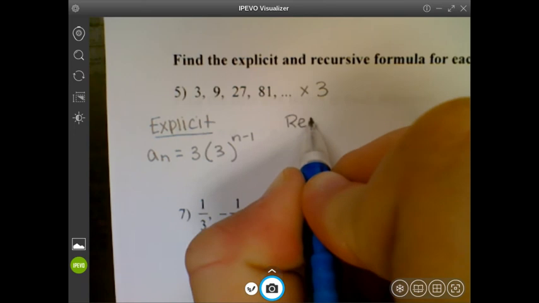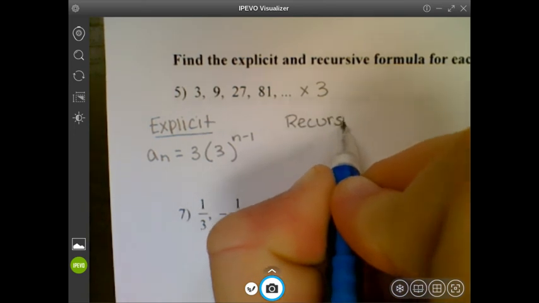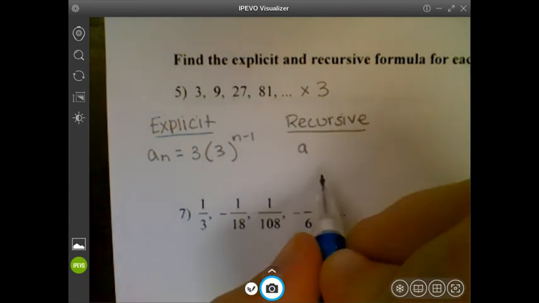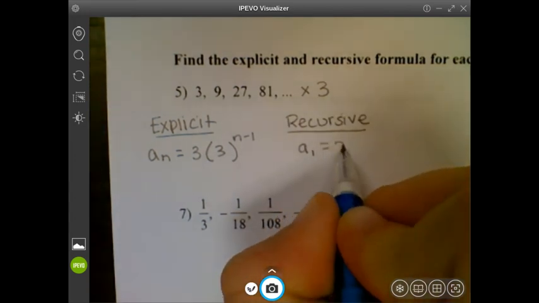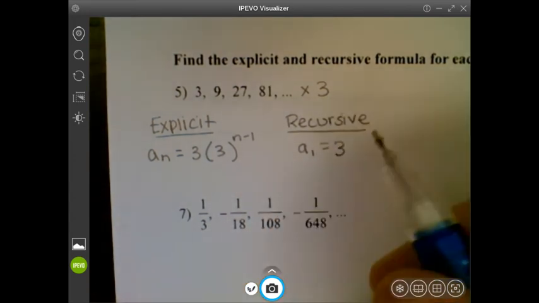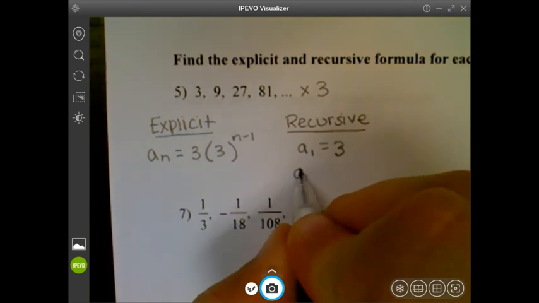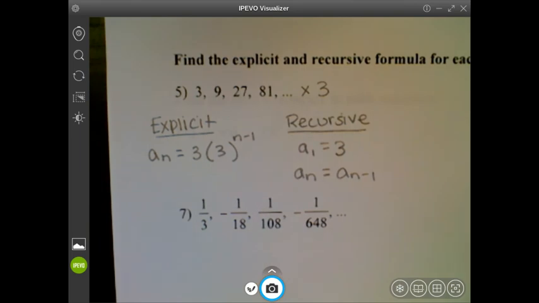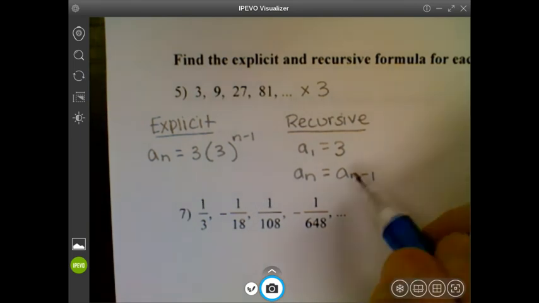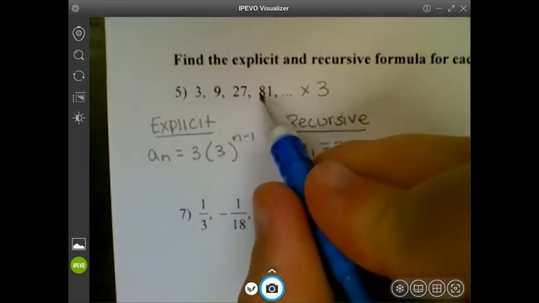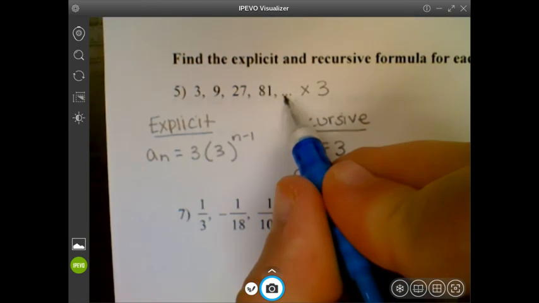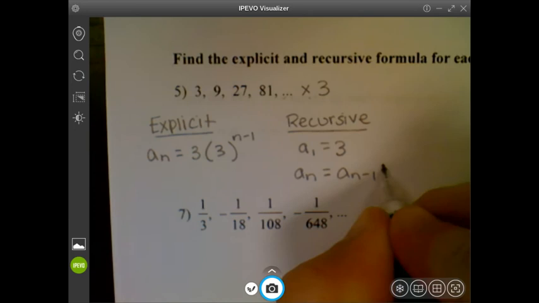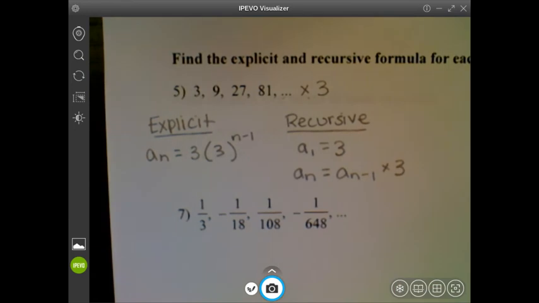For the recursive formula for this one, you still have to say a starting spot. So I'm going to say a sub 1 equals 3. And then from there, you're going to say, okay, the nth term is based off of the term that comes before it, which would be n minus 1. And what do you do to the term that comes before it? To get the next one, you times by 3. So this is times by 3.